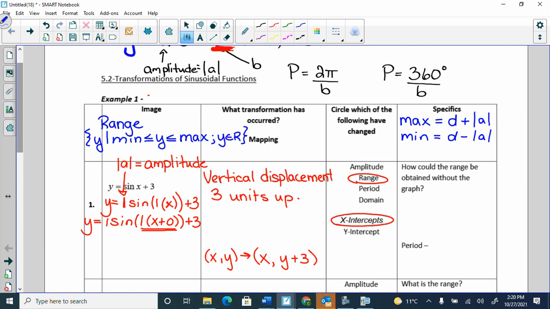And the reason why these are in the exact same order, they're both less-than-or-equal signs, is because you read from the y, right? So y is greater than or equal to my minimum, and then y is less than or equal to my maximum. That's why they're always in the same slanted L's, min to max.